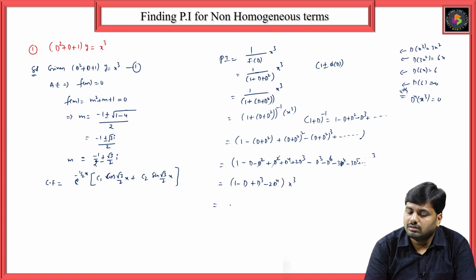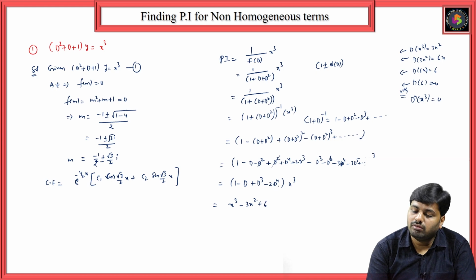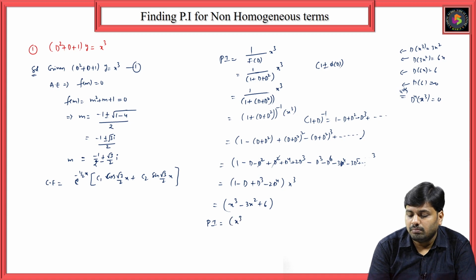Now we can expand this x cube. The first derivative of x cube will be 3x square, the next derivative will be 6x, and the next derivative will be 6, that is plus 6. The derivative of 4 will be 0, no need to write this. Therefore the particular integral will be x cube minus 3x square plus 6.